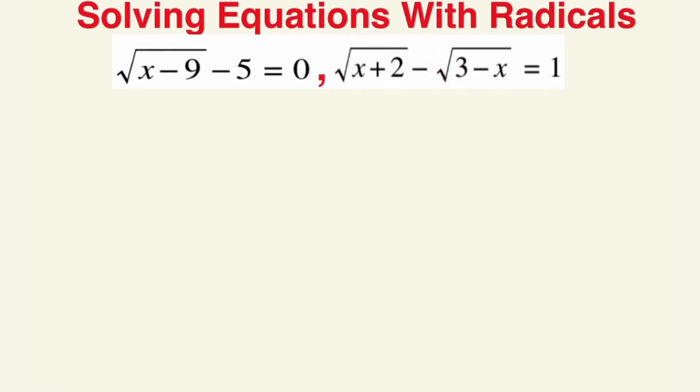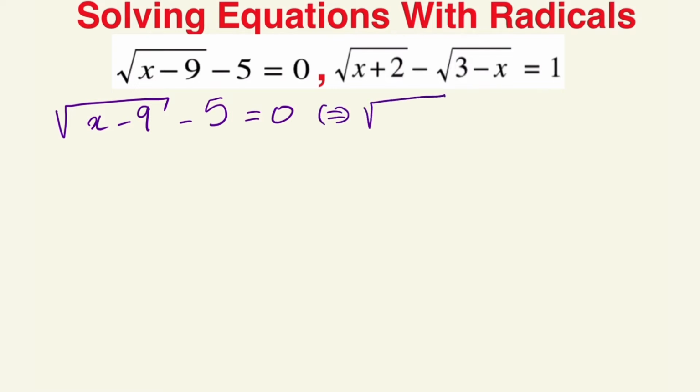So let's do the first example. We have square root of x minus 9, minus 5, equal to 0. Therefore, square root of x minus 9 is equal to 5. Same thing we were talking about, we just moved 5 here and changed the sign. When you're moving a number from one side to another, you just change the sign. For example, here negative, we make it positive. If it was positive, when we move it, we make it negative.